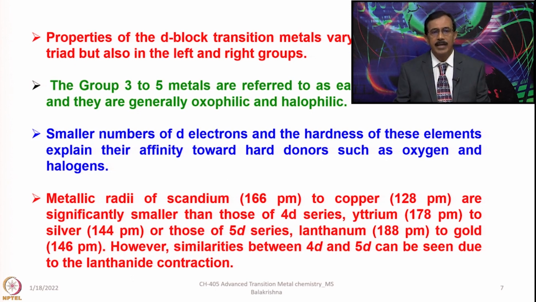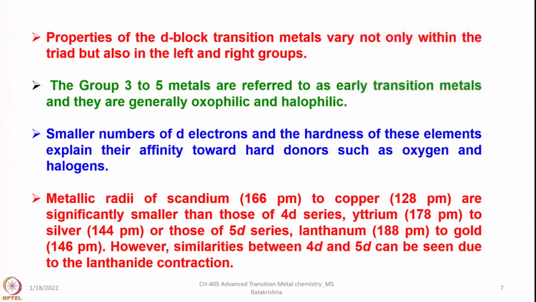And metallic radii of scandium to copper varies significantly, starting from 166 picometer to 128 picometer, and this is smaller than those of 4D series. For example, yttrium starts with 178 picometer to silver 144 picometer, and those of 5D series starts with lanthanum at 188 picometer to gold having 146 picometer. However, similarities between 4D and 5D can be seen due to the lanthanide contraction. I shall tell you more about lanthanide contraction later.